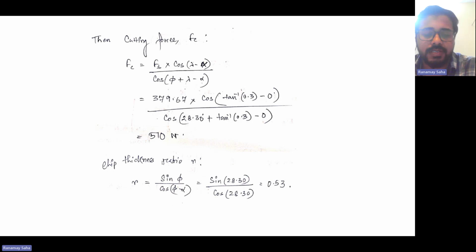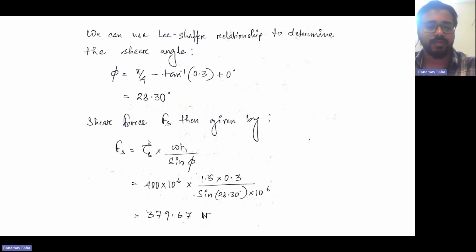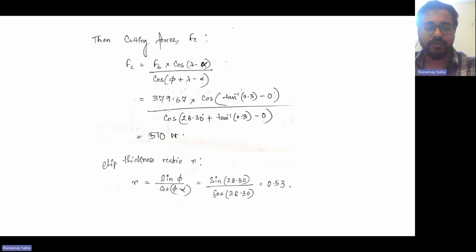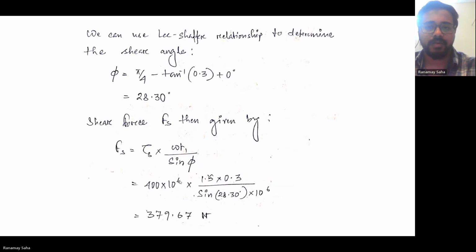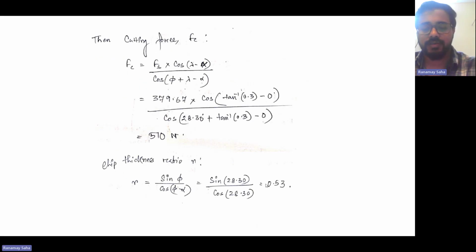Then you can find out the chip thickness ratio r as sine phi by cos of phi minus alpha. This has been derived from the relation between the shear angle, rake angle, and the chip thickness ratio r. We had derived it in our earlier class. Chip thickness or cutting ratio r is given by sine phi by cos of phi minus alpha. You can just plug in the values of phi here. So phi has been found out in the last part as 28. Then cos of phi minus alpha, alpha is 0 degree. So just plug in the values to find the ratio r as 0.53.